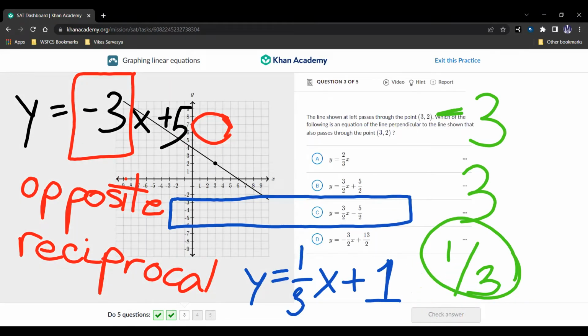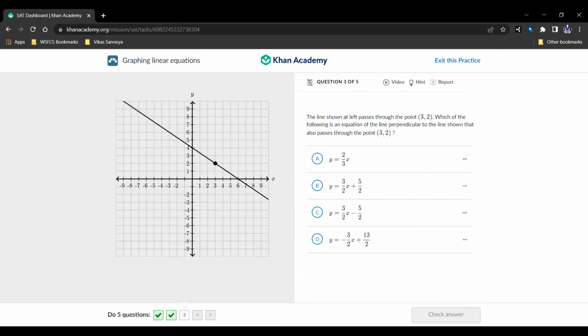All right, here we are. The line shown at left passes through the point 3, 2. Which of the following is the equation of the line perpendicular to the line shown that also passes through the point 3, 2? Well, it's going to be a perpendicular line, right? So first what we're going to do is find the slope. Now, how are we going to do that?